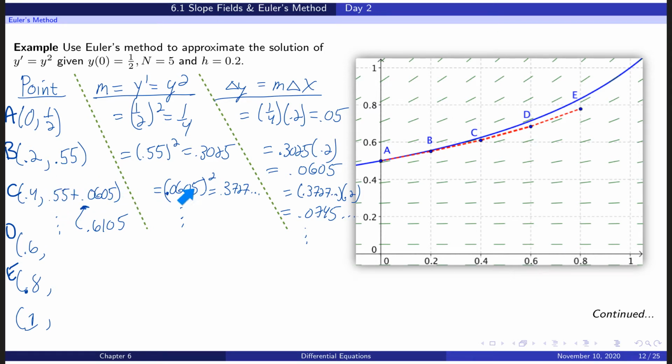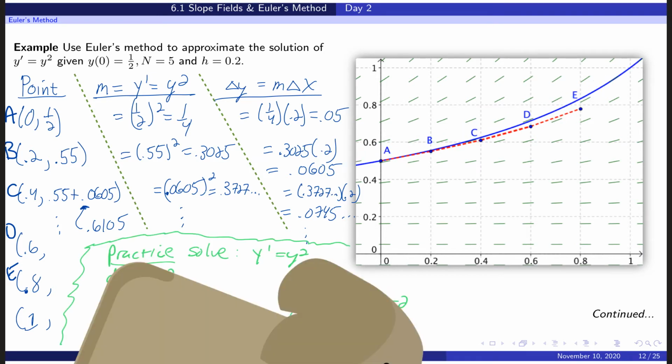I can use this point in the slope formula. 0.6105 squared is this quantity. This times 0.2 is my new delta y, etc., etc. So when the decimals start to get this ugly, I'm going to give up on this problem. But you can see by plotting these points that for this situation, Euler's method, which moves from point to point using linear approximations, hugs the real solution pretty closely.